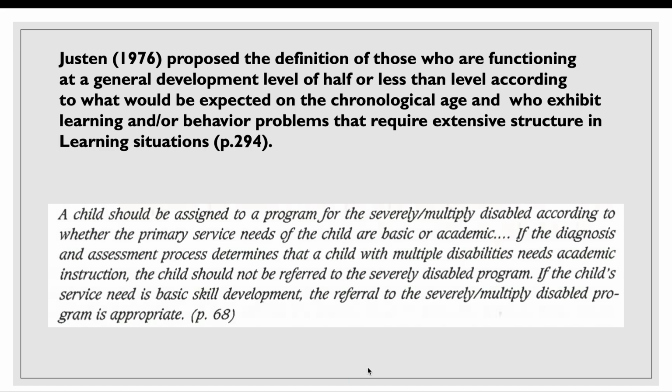In 1976, Justin proposed the definition of those who are functioning at a general development level that is half or less than the level expected for their chronological age. The definition states, and this is found in your textbook on page 294, a child should be assigned to a program for the severely multiple disabled according to whether the primary service needs of the child are basic or academic. If the diagnosis and assessment process determines that a child with multiple disabilities needs academic instruction, the child should not be referred to the severely disabled program. If the child's service need is basic skill development, the referral to the severely multiple disabled program is appropriate.